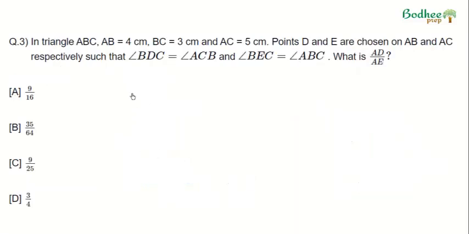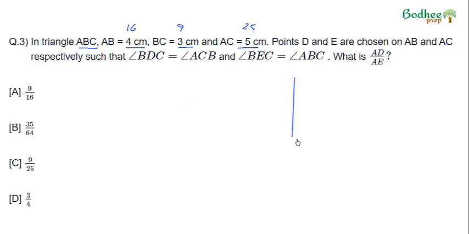Now in this question, it says that in a triangle ABC, the lengths of AB, BC and AC are given. Clearly, if you observe, the square of this is 16, the square of this is 9, and the square of this is 25. And of course, we already know that 3, 4, 5 is a triplet, which is a right triangle. So we can draw the right triangle here.